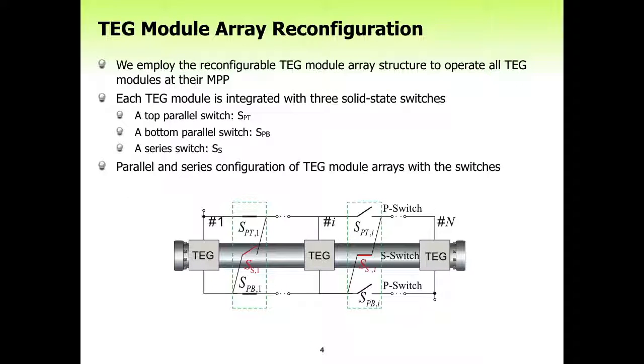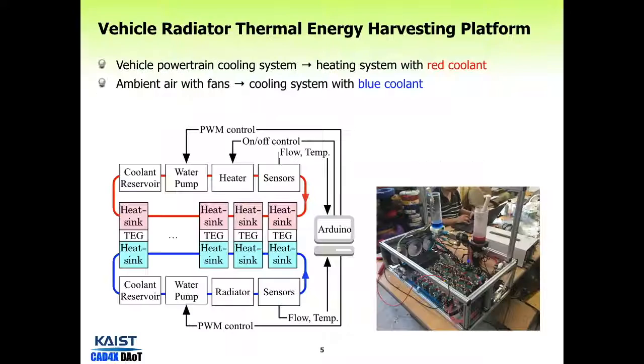For TEG module array reconfiguration, each TEG module is integrated with 3 solid-state switches: a top parallel switch, a bottom parallel switch, and a series switch. The picture describes the parallel and series system configurations of TEG module arrays with the switches.